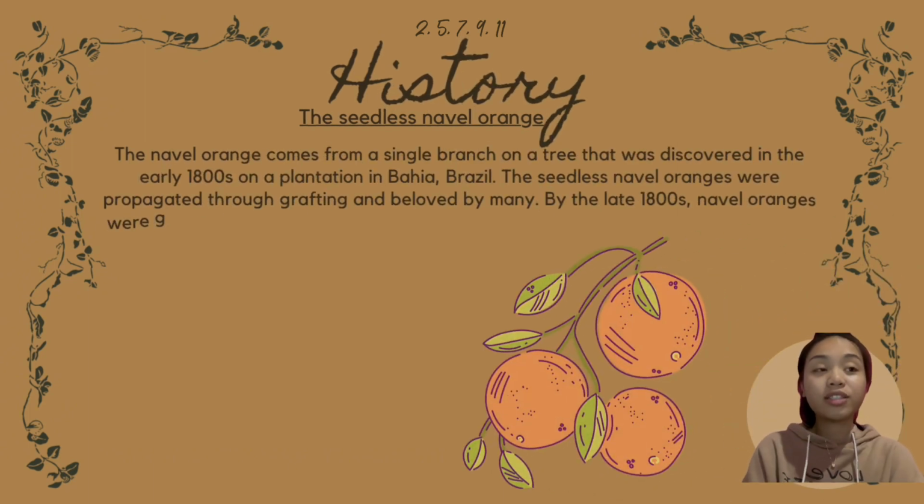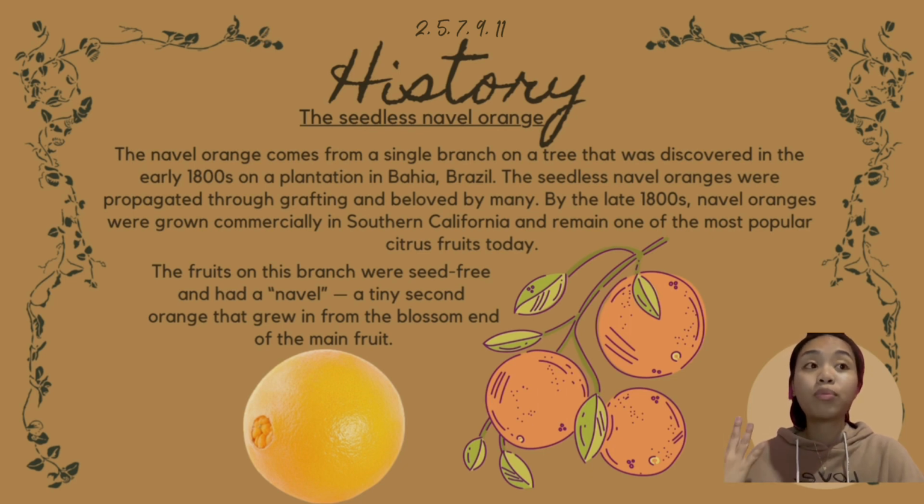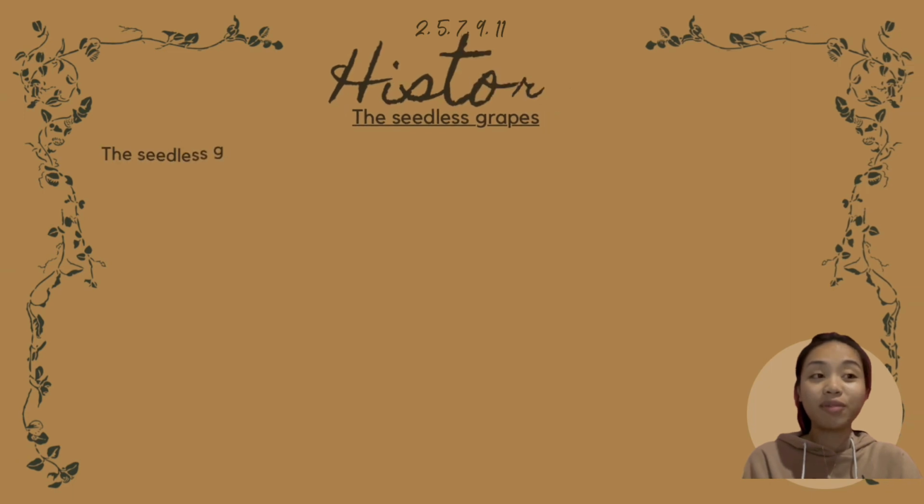The navel orange comes from a single branch on a tree that was discovered in the early 1800s. The seedless navel oranges were propagated through grafting and beloved by many. By the late 1800s, navel oranges were grown commercially in Southern California and remain one of the most popular citrus fruits today. The seedless grapes.